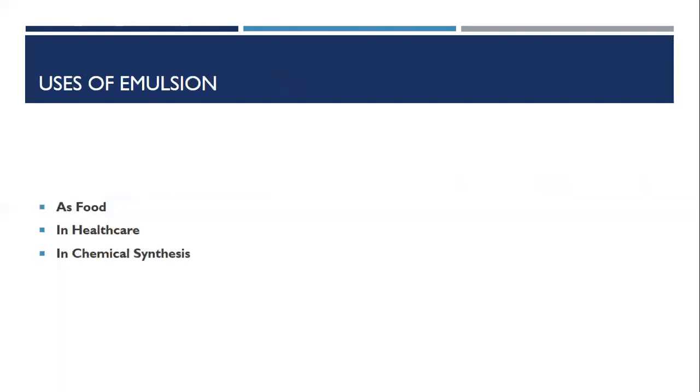The next is uses of emulsion. It can be used as foods, in healthcare and chemical synthesis. As food, oil in water emulsions are common in food products. Examples include butter, margarine, homogenized milk, mayonnaise, etc.